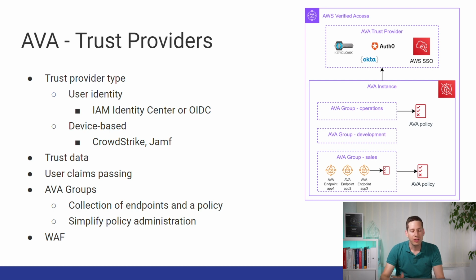Then also you can use the verified access groups for grouping together these applications, and you can have your common rule sets defined on the group level and on an endpoint level. And recently, AWS has just announced that you can configure the web application firewall on verified access instances, so you can also have layer 7 rules defined in a firewall for your verified access instance.